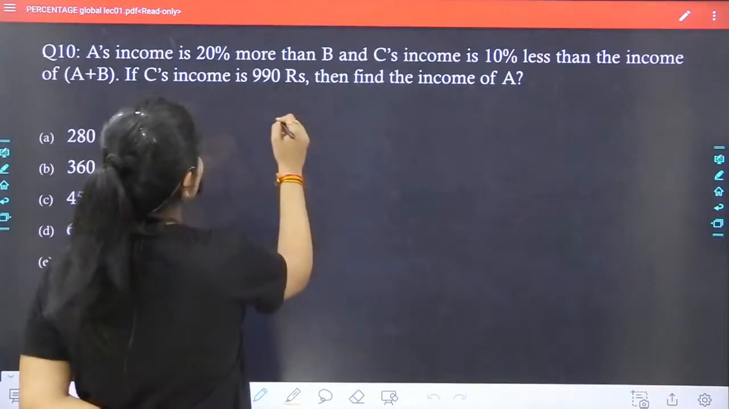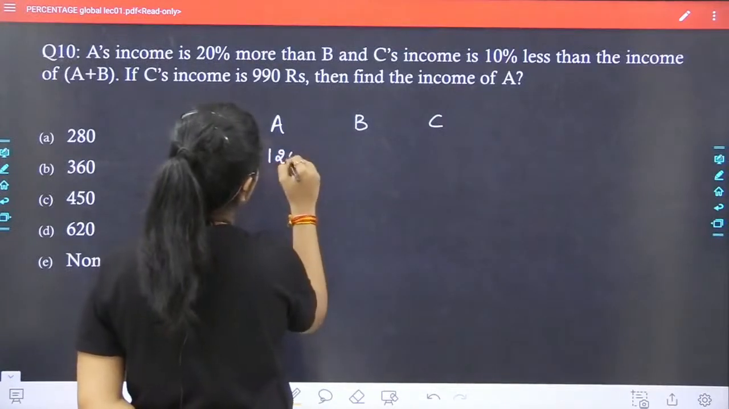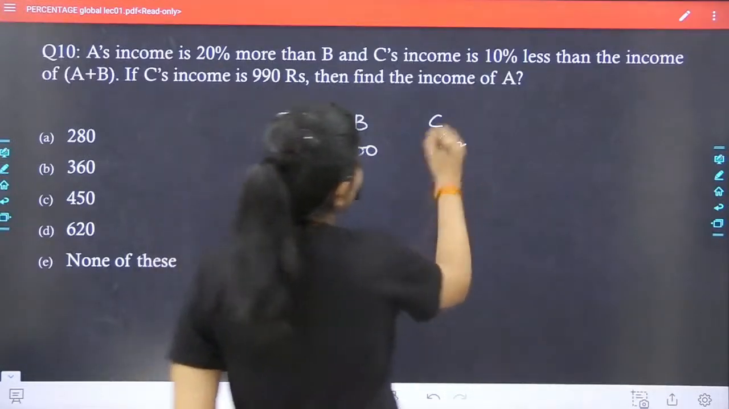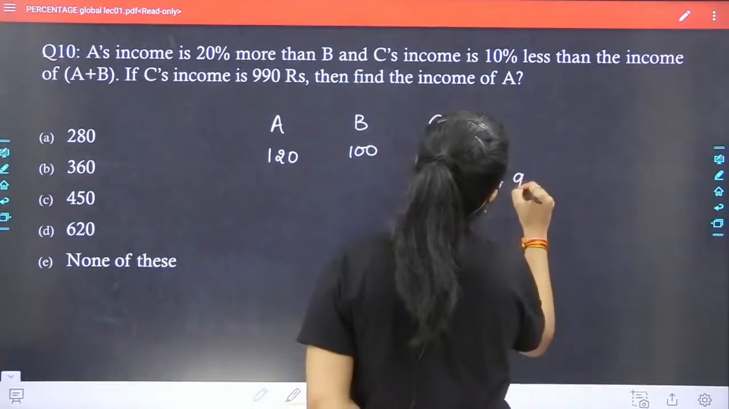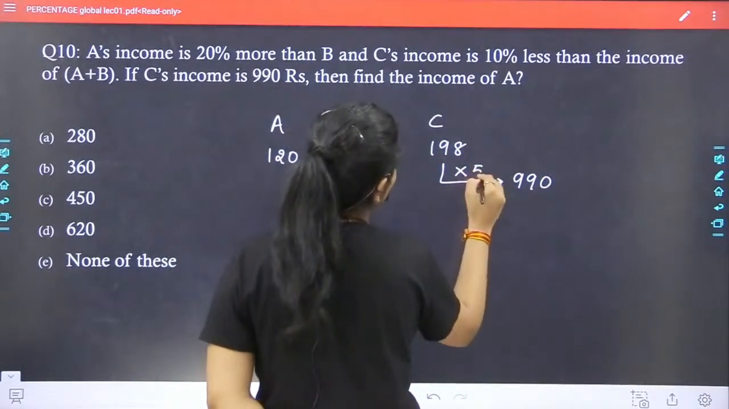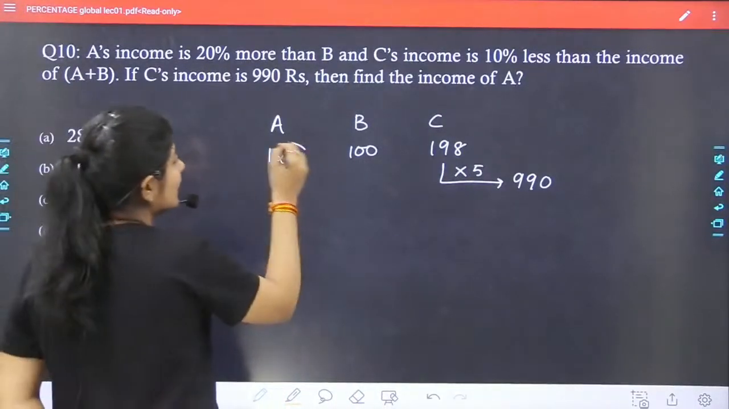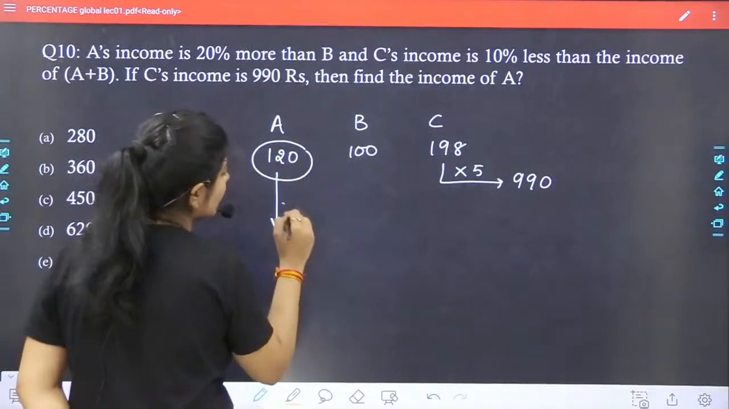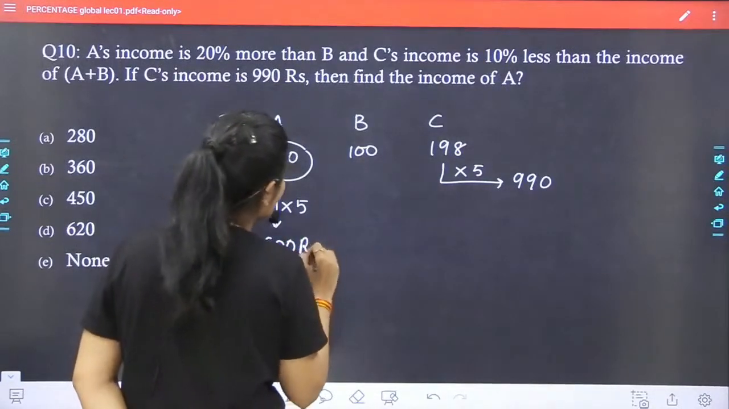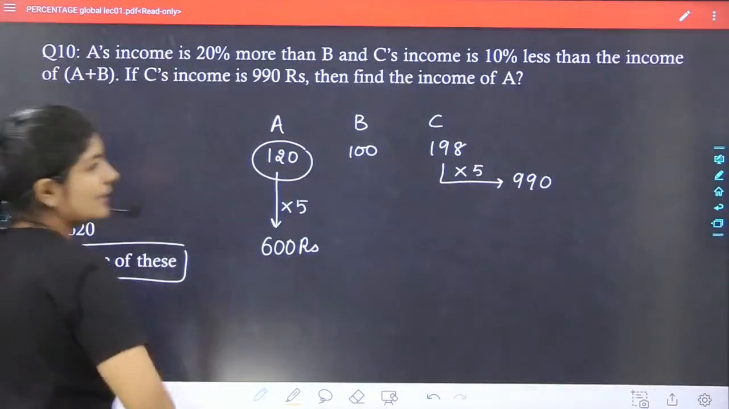Okay, here we have A, B, C as 120, 100 and 198, and it is given that the value 198 is 990. That means it is a multiple of what? It is a multiple of 5. So we have to calculate the income of A. That means we multiply this 120 by 5, and we will get the income of A as 600 rupees, which is not given in the options. That means none of these is the correct answer. Option number E is the correct answer.